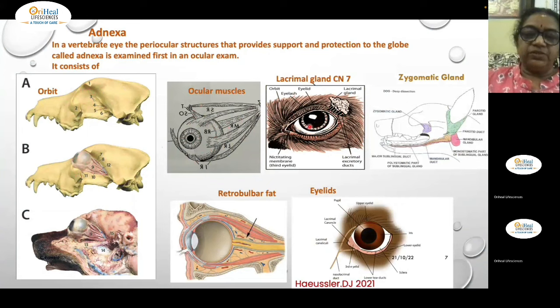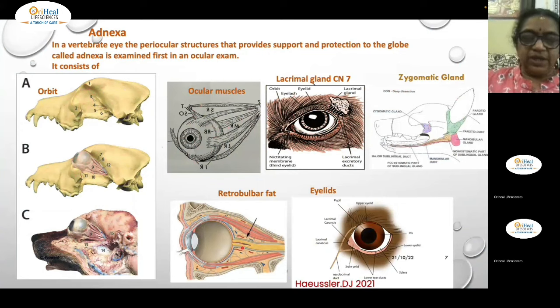About 70% of the tear secretion is produced by the lacrimal gland. And you have various ducts here, small ductules, that open into the superior fornix. Then this is very specific in the case of dogs. That is the zygomatic salivary gland. And its position is on the ventral aspect of the lower eyelid.